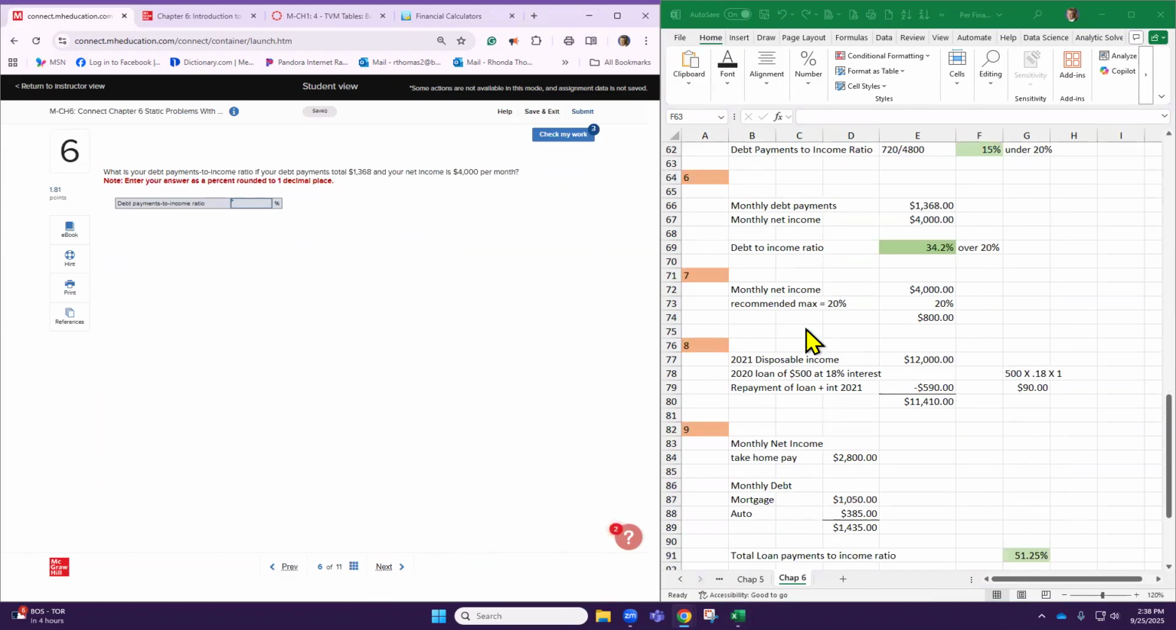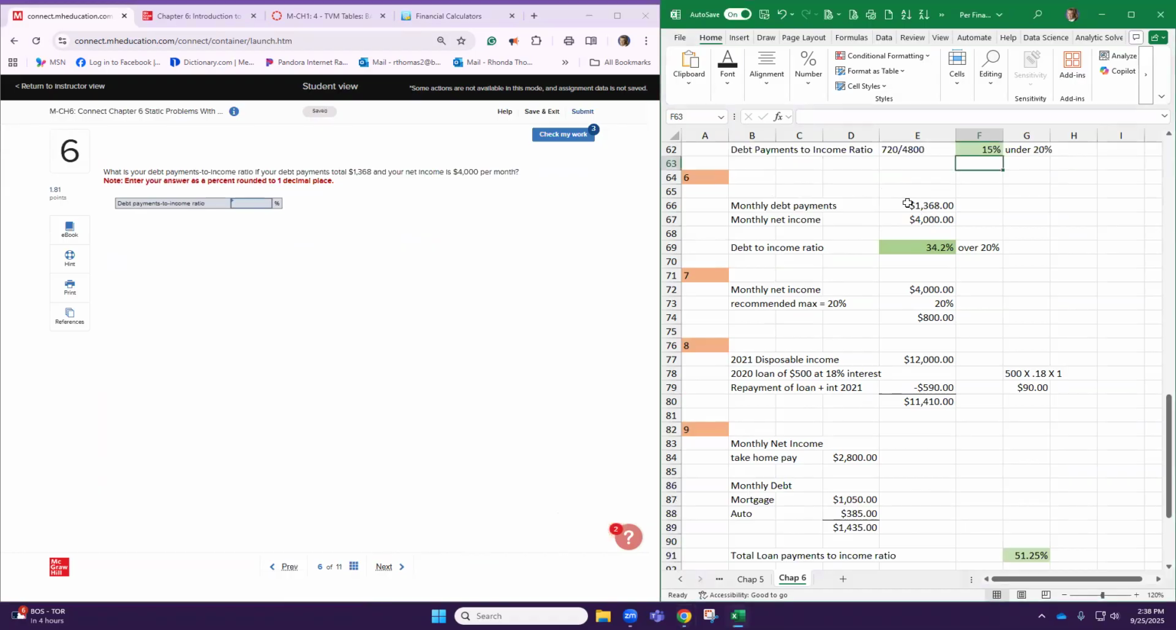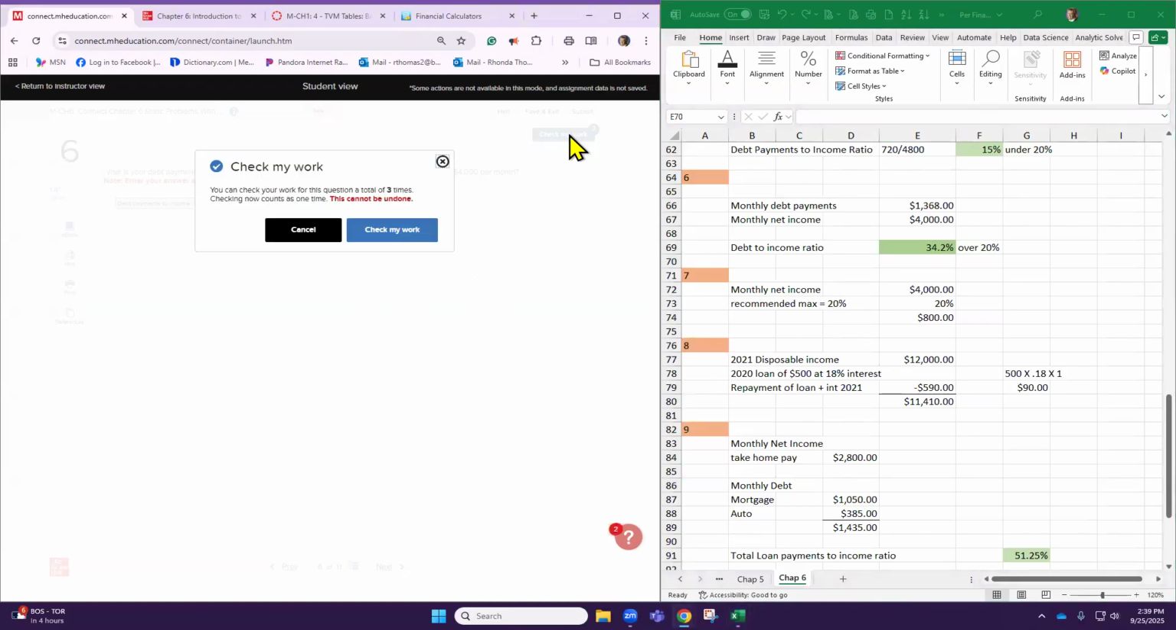How about the same kind of thing? The monthly debt payments. Okay, if your monthly debt payment is $1,368 and your monthly net income is $4,000, then the debt to income ratio is 34.2. Okay, we're checking our work here.